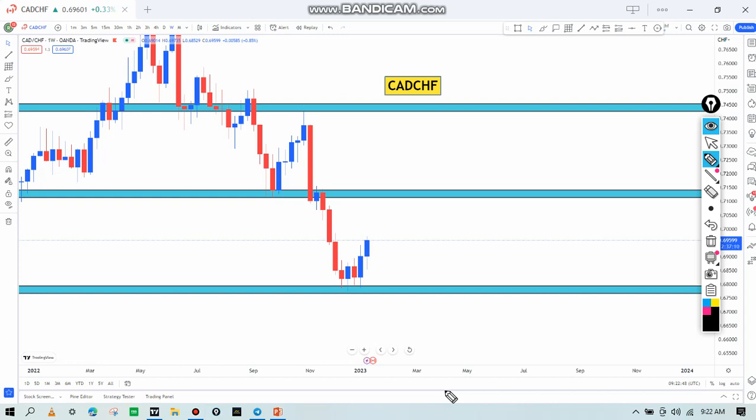CADCHF technical analysis part 2, starting on the weekly time frame. We have our weekly upper zone, weekly mid-range zone, and then our weekly lower zone as well. Now let's talk about pushes and exhaustion cycles. I'm seeing a push to the downside, an exhaustion to the upside, again another push to the downside, what should happen as an exhaustion to the upside.